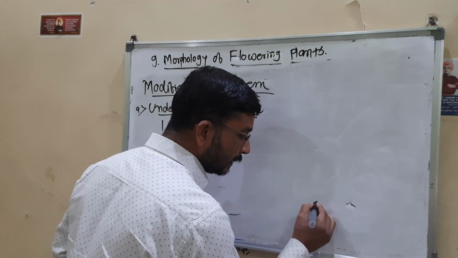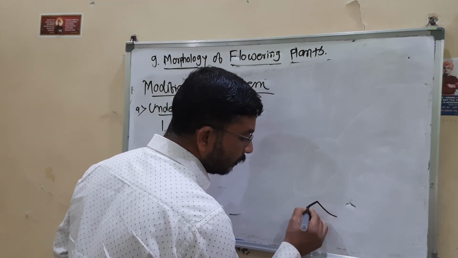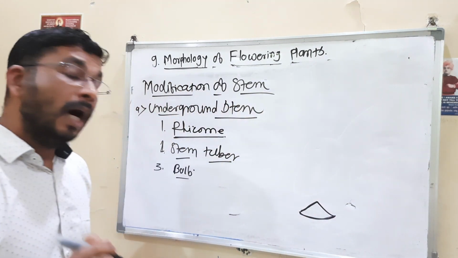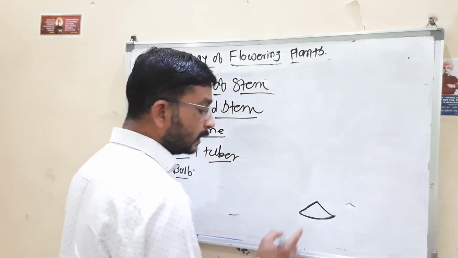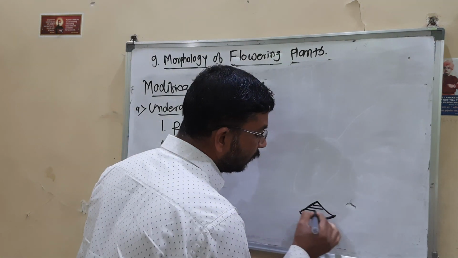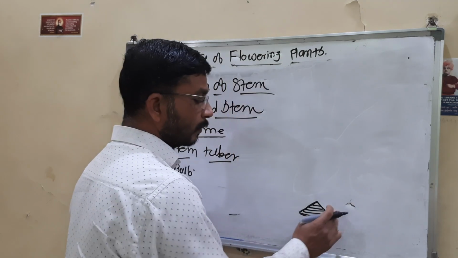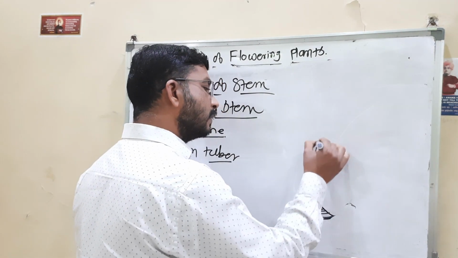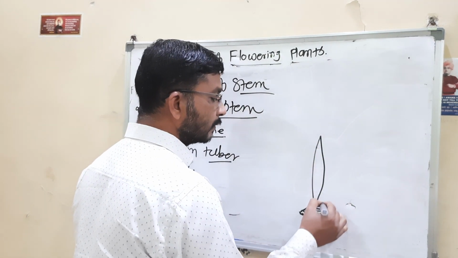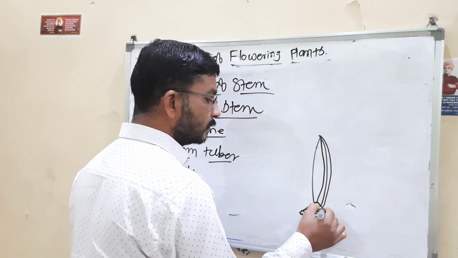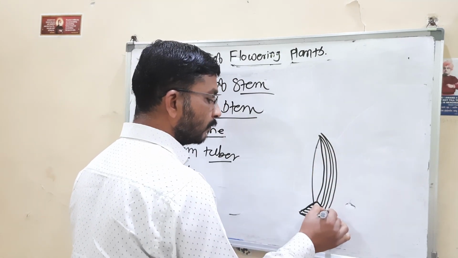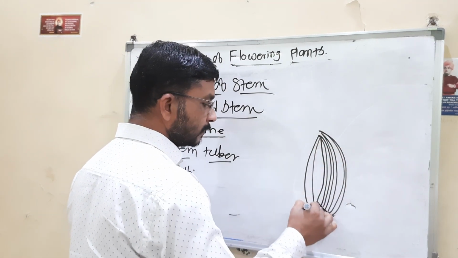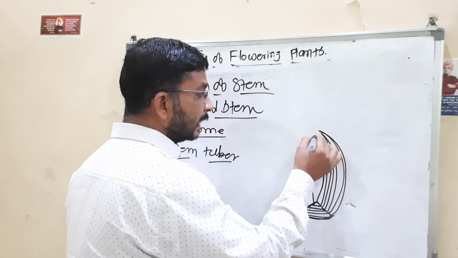If you observe that stem, like this is that stem. What do we see on the stem surface? We found nodes and internodes. Okay, then from this stem, there is a formation of leaves.